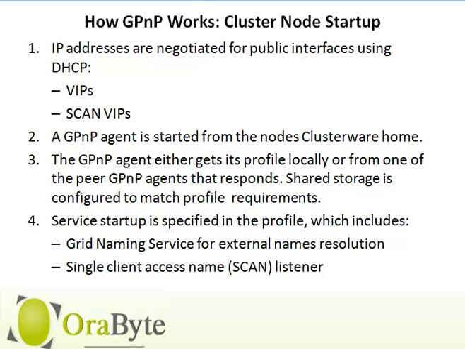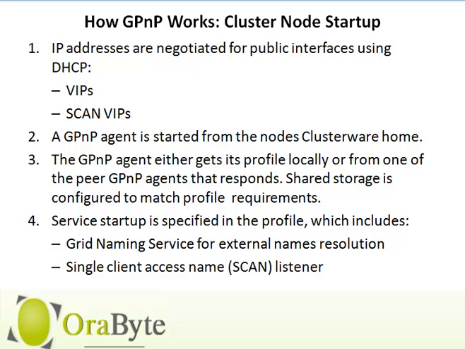The IP addresses are negotiated for public interfaces using DHCP, right? Which includes VIPs and scan VIPs. A GPNP agent is started from the node's clusterware home. The GPNP agent either gets its profile locally or from one of the peer GPNP agents that responds. Shared storage is configured to match profile requirements.